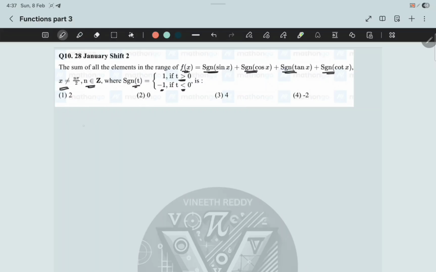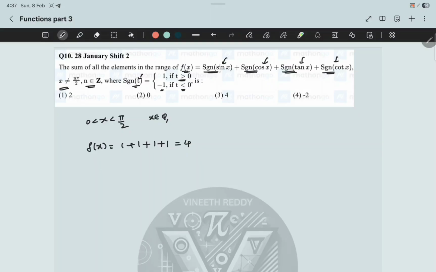Now how do we solve this kind of question? One thing which strikes me is, since x is not equal to n pi by 2, let us say 0 less than x less than pi by 2, possible? Let us say x belongs to quadrant 1, then what do we get f of x as? All of these trigonometric ratios in the first quadrant are positive, and for signum if t is positive, we get the output as 1. That means 1 plus 1 plus 1 plus 1, so we directly get 4.